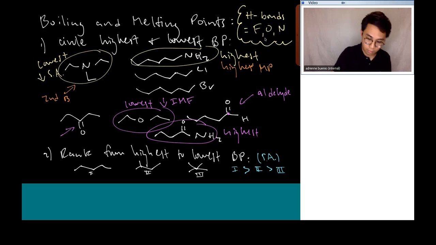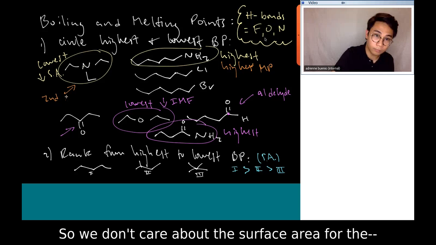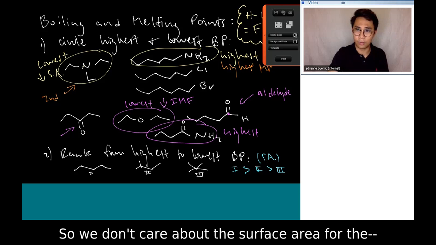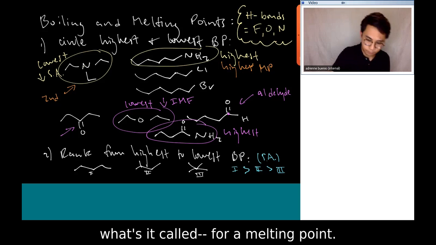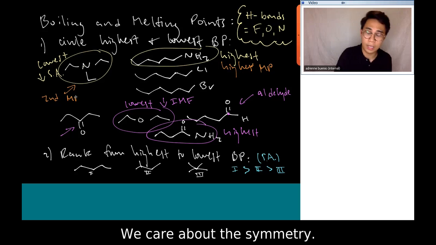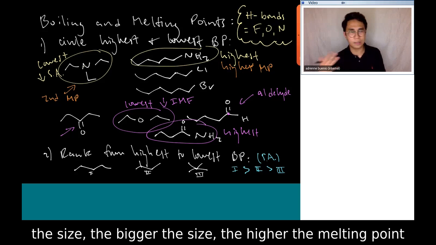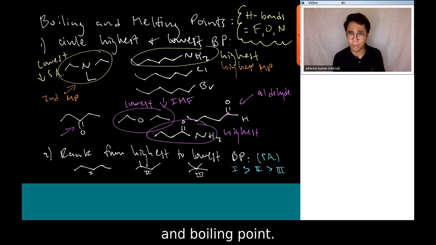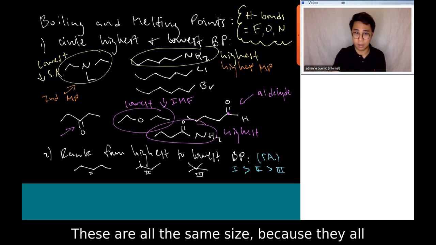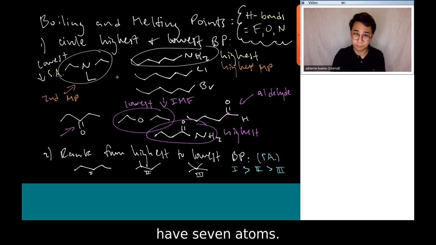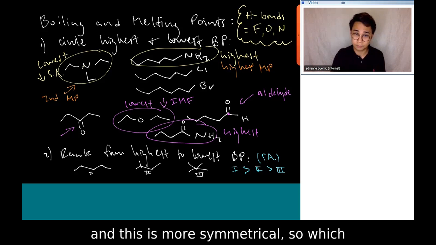Because of why? Right, because of the symmetry. For melting point, we don't care about the surface area, we care about the symmetry. And you might be asking, but you said the bigger the size, the higher the melting point and boiling point. Well, size and surface area are different. These are all the same size because they all have 7 atoms.